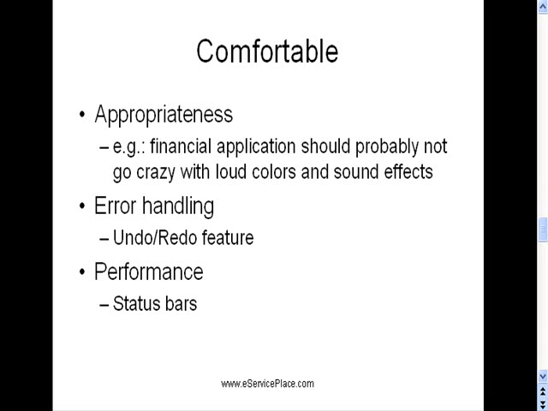Another feature for a good UI, it should be comfortable. It should be appropriateness. Is the application appropriate to what it said it's doing? Like example, a financial application should probably not go crazy with loud colors and sound effects. And the error handling. Nowadays people assume that undo feature is part of any application. So whenever they perform a critical operation, the application should give a warning message before they do it, and they should have an undo redo feature in case they make a mistake.